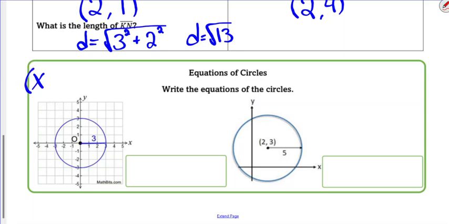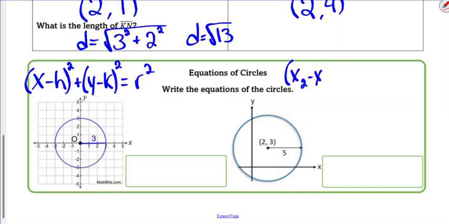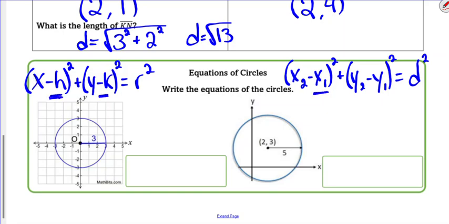It's (x minus h) squared plus (y minus k) squared equals r squared, where the distance formula is (x2 minus x1) squared plus (y2 minus y1) squared equals the distance squared. They look really similar. The only real difference is this h and k change into an x and a y, which actually isn't really even a difference.